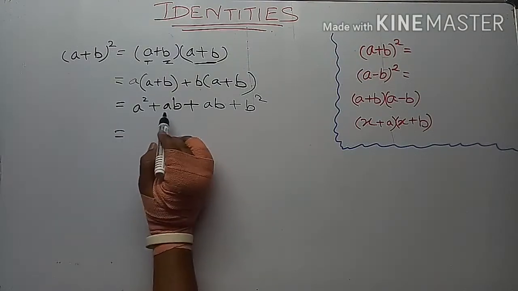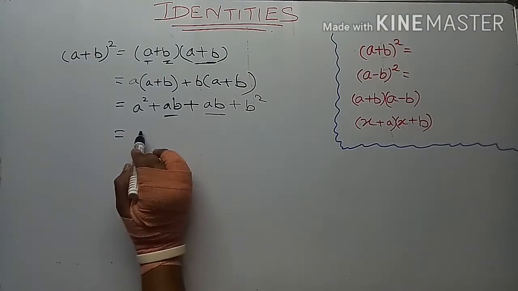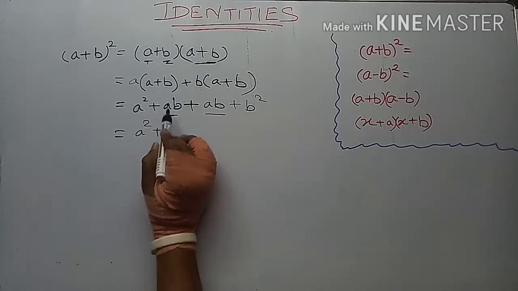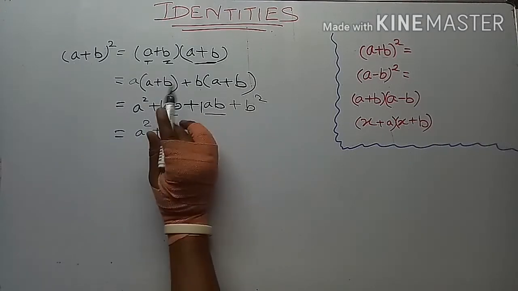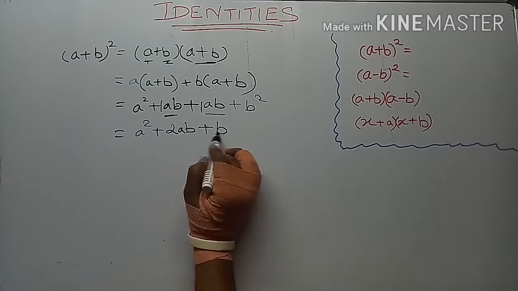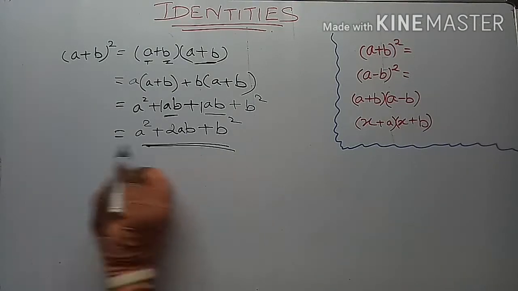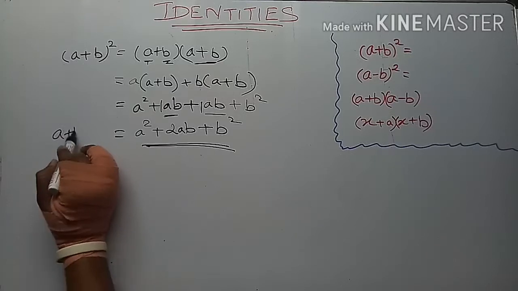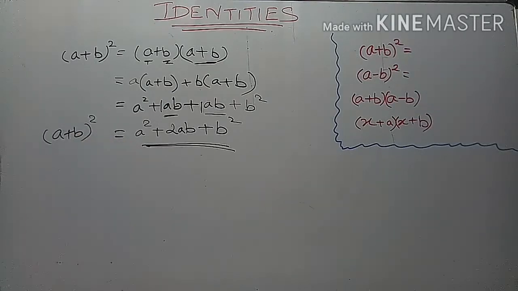Any like terms over here? Yes, we have like terms. So a square plus this is 1ab plus 1ab, it gives me 2ab, plus b square. So this becomes a standard identity for me, and also we'll use it as a formula in our exercises.